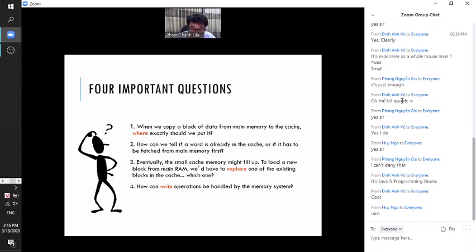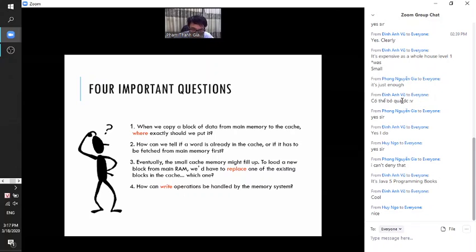So there are four important questions we must solve for using the cache. The first: when we copy a block of data from memory to cache, where exactly should we put it? We must define exactly the position we put it. Do you feel anything is ambiguous or difficult? Difficult, right? Because the main memory is much larger than the cache. How do we define exactly the positions? Okay, we will try to answer each question step by step.